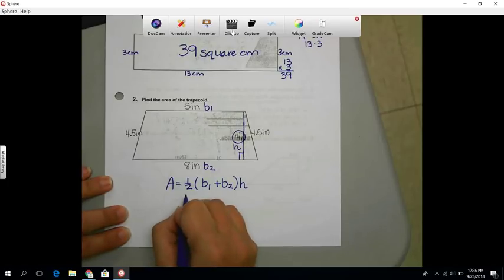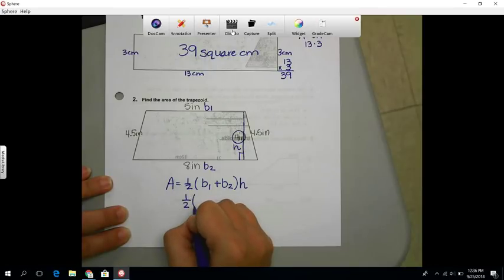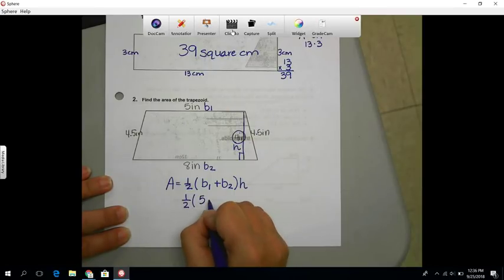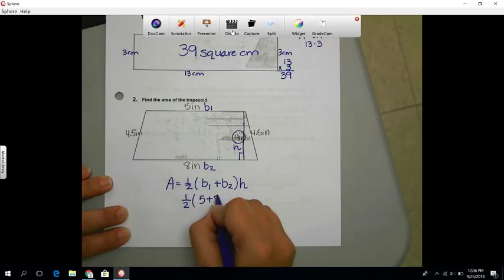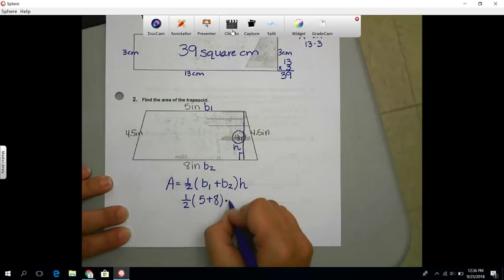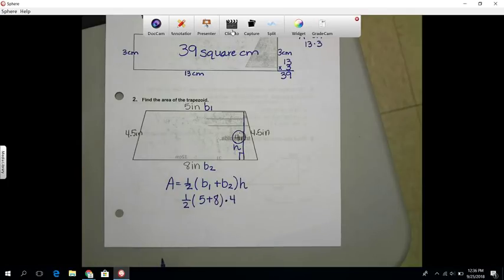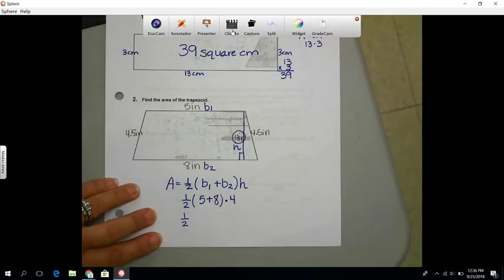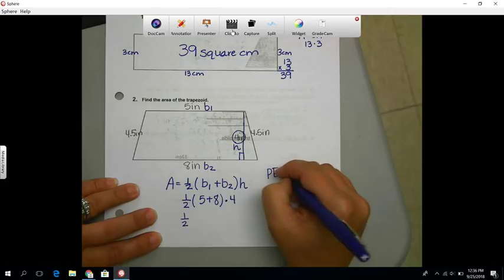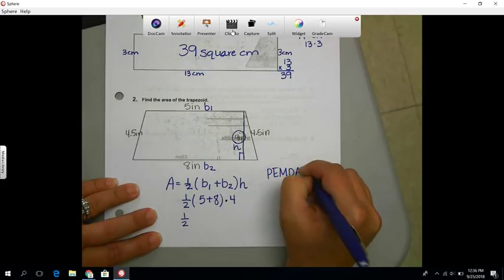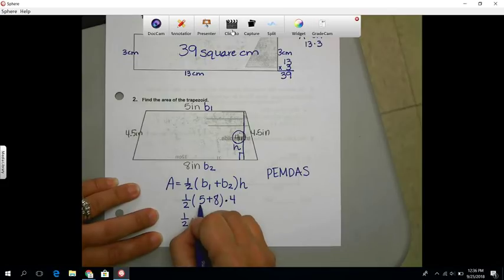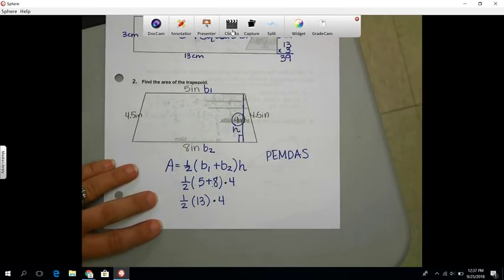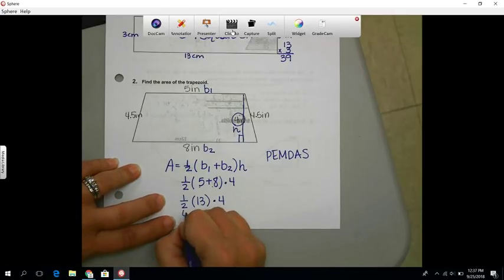So we're going to plug in our numbers. 1/2 parentheses base 1 is 5, base 2 is 8 times the height of 4. Now I can go and have 1/2. Remember PEMDAS we need to use to make sure that we are solving these correctly. So we need to solve whatever is in parentheses first. So 5 plus 8 is 13. And now I rewrite. So now we can do 1/2 of 13. 1/2 of 13 is 6.5.